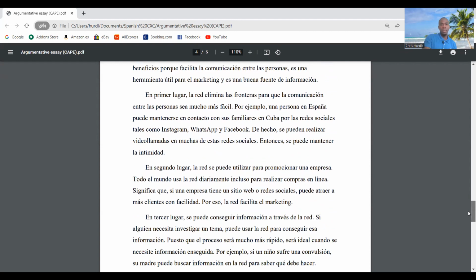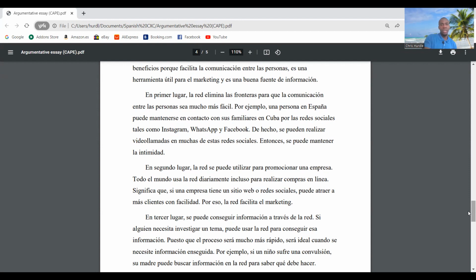En segundo lugar, la red se puede utilizar para promocionar una empresa. Secondly, the internet can be used to promote a business. Todo el mundo usa la red diariamente, incluso para realizar compras en línea. Wait, no, I said that already. My bad. Everyone uses the internet daily, even to make online purchases, right?